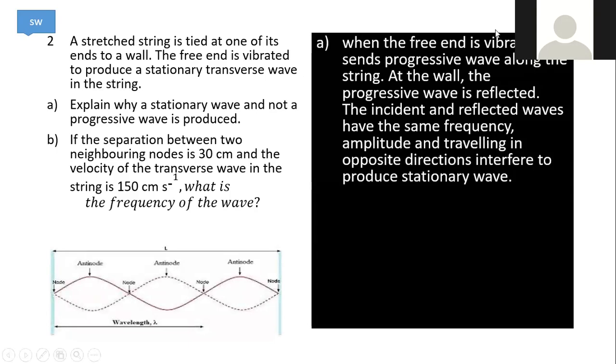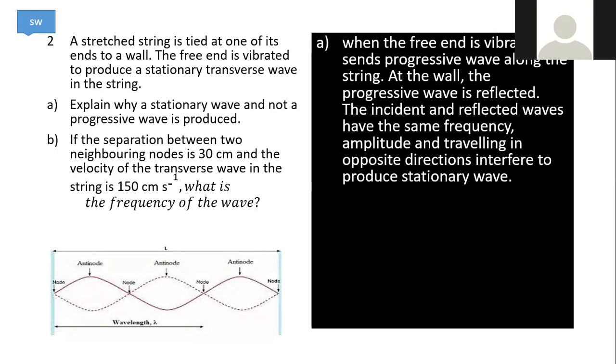When the free end is vibrated, it sends a progressive wave along the string. At the wall, the progressive wave is reflected. So the incident and the reflected wave, having the same frequency and amplitude and traveling in opposite directions, interfere to produce a standing wave. Right? You must explain it fully.